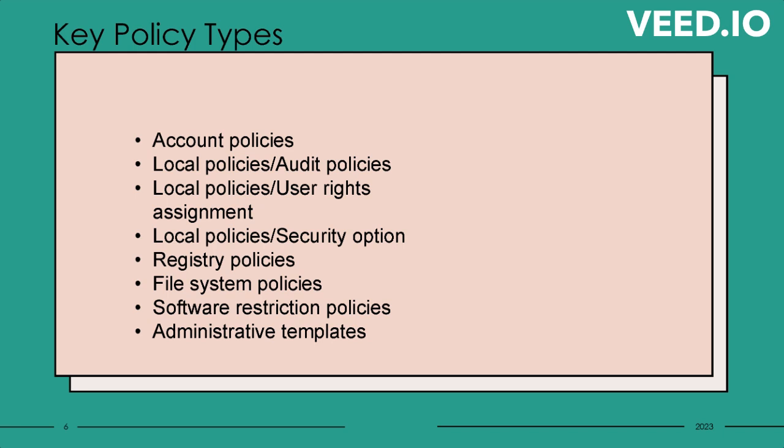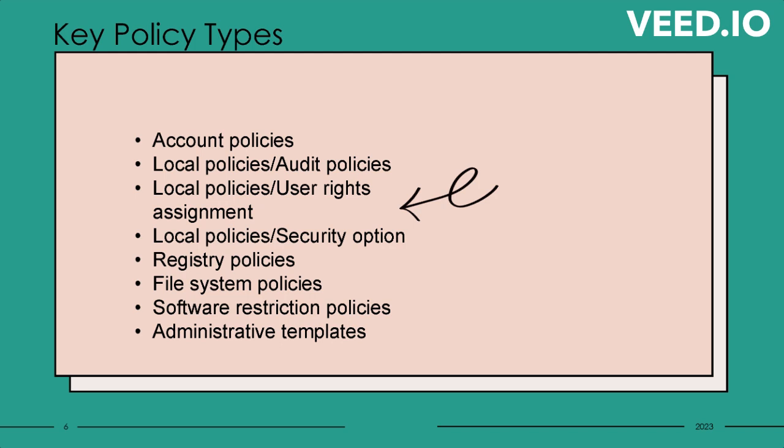First, we have account policies. We use account policies to control such things as password settings, account lockout settings, Kerberos settings, and so on. Next, we have local policies/audit policy. You use the audit policy settings to configure auditing for various events, such as log on, account management, or privilege use. Next, we have local policies/user rights assignment. User rights determine what actions a given user can perform on a given computer.